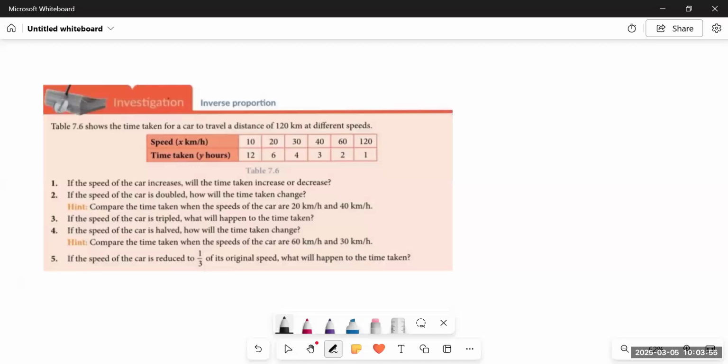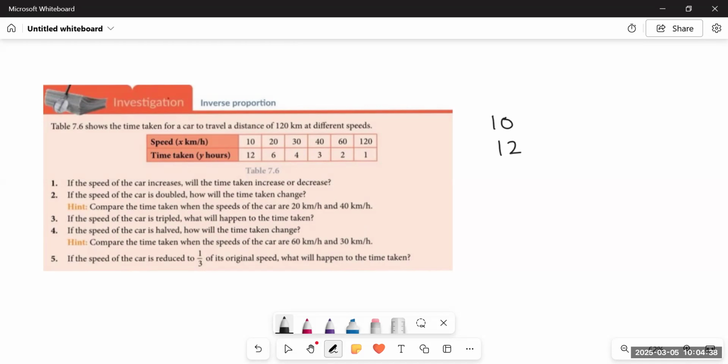page number 222. This table shows the time taken for a car to travel a distance of 120 kilometers at different speeds. As you can see, it's a table where we have been provided with the speed of a car in terms of x kilometers per hour. That is, for 10 kilometers per hour, the time taken was 12. So you'll notice that in this case, the more the speed, the less the time taken. Sorry, the less the speed, the more the time taken. That is, for 12 hours, the speed is 10 kilometers per hour.